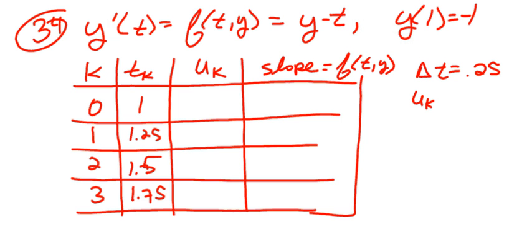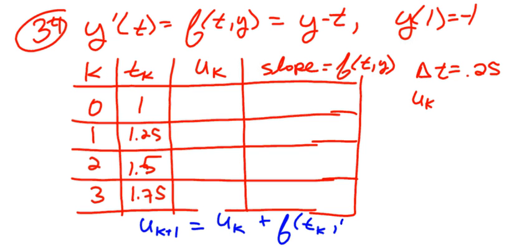So this is our chart that we want to fill in. Remember, our formula that we want to use is U sub k plus 1 is equal to U sub k plus f of t sub k, U sub k times my delta t. So this is what we're saying.